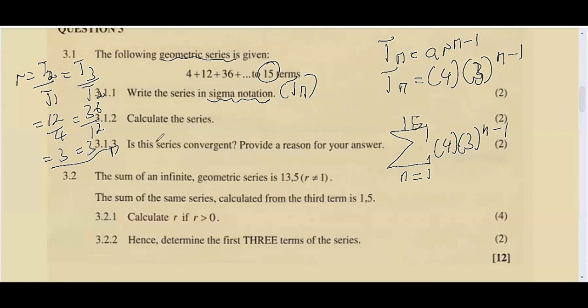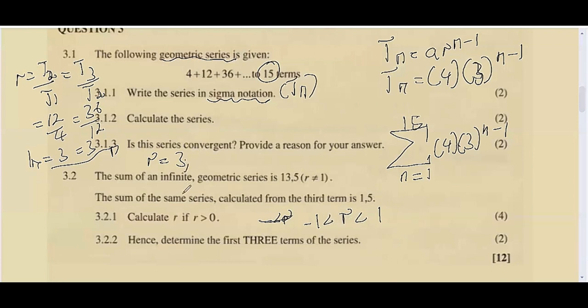Right. Now, 3.1.3 is asking, is this series convergent? Provide a reason for your answer. Now, looking at our r value just here, we can see that r is equal to 3, but in order for a series to converge, remember the condition for a convergent series is that r must always be between -1 and +1. So your r must be an element of -1 to +1.